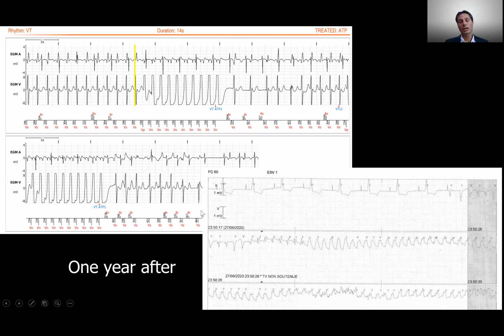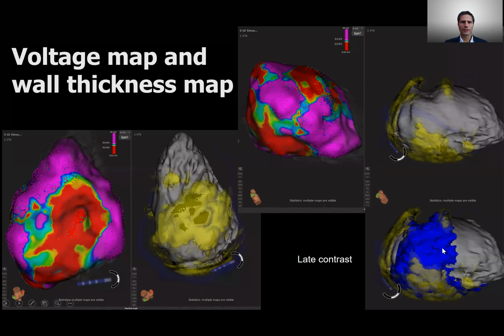Unfortunately, he did well for a year, but 1 year after, he came back with new VT. This is a 320 millisecond cycle length VT, and he had another one much faster, which looks a little bit polymorphic at the beginning, as you can see. So we had two kinds of VT, and we don't have a 12 lead of this VT.